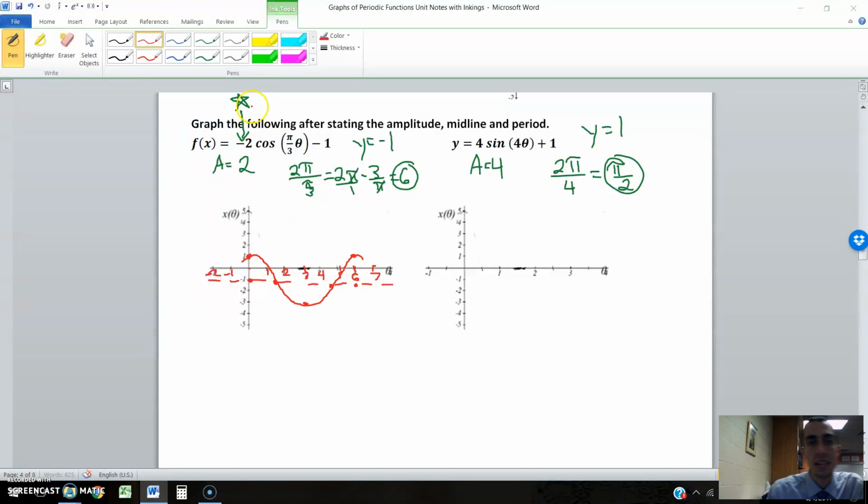Now remember though, I said that the last thing we're going to do is reflect it across its midline. So we're going to take this negative, and that's going to cause us to flip this upside down, causing our final graph to be this blue one, which is the flipped version of our provisional red graph there. Nice.